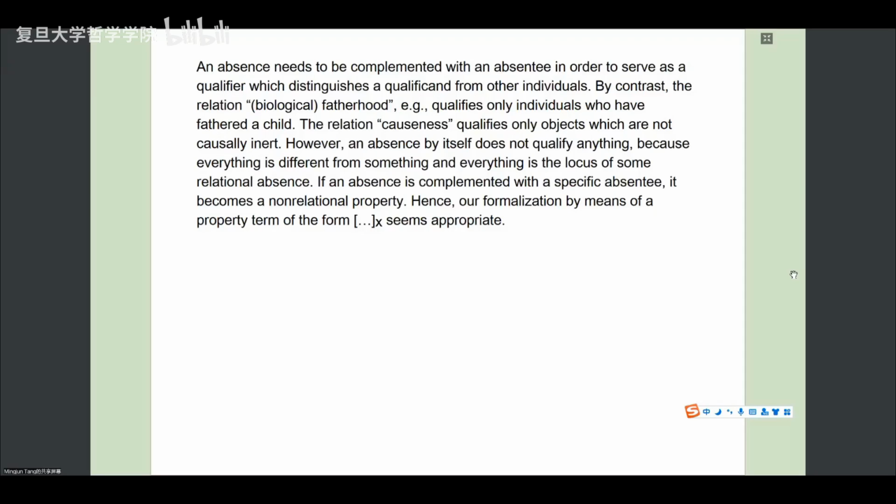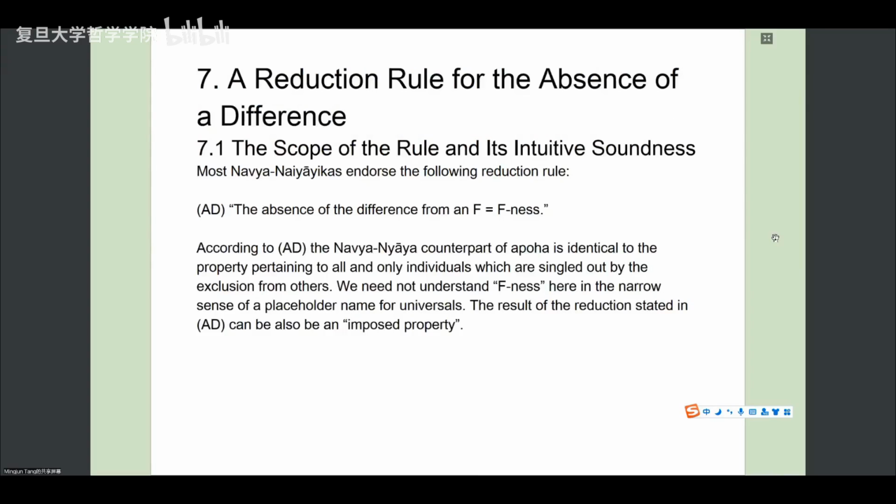However, an absence by itself does not qualify anything, because everything is different from something, and everything is the locus of some relational absence. If an absence is complemented with a specific absentee, it becomes a non-relational property. Hence, our formalization by means of a property term of the form square brackets x seems appropriate. So, we can take the next slide.